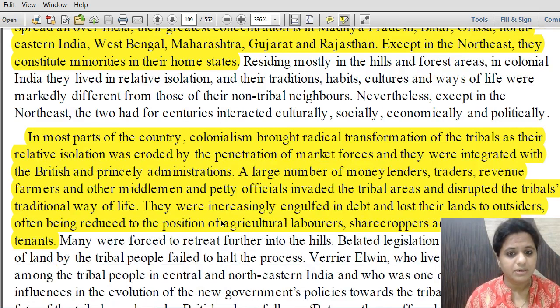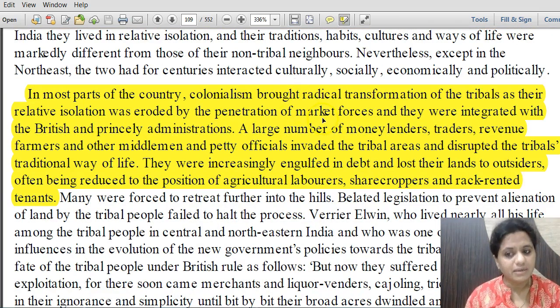And in most parts of the country, colonialism had brought radical transformation of the tribals as their relative isolation was eroded by the penetration of market forces and they were integrated with the British and princely administrations. So earlier tribals were a separate class in itself, but during British rule and during the administration of princely states, market forces had penetrated there. And a large number of moneylenders, traders, revenue farmers and other middlemen and petty officials had invaded the tribal area and disrupted the tribals' traditional way of life.